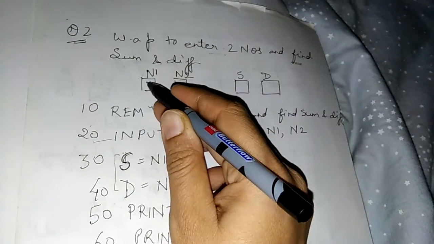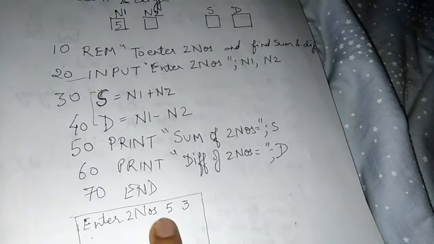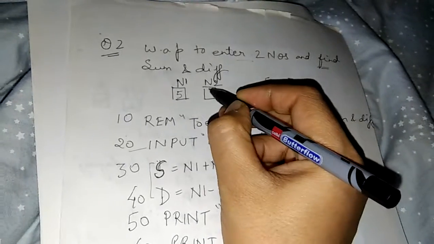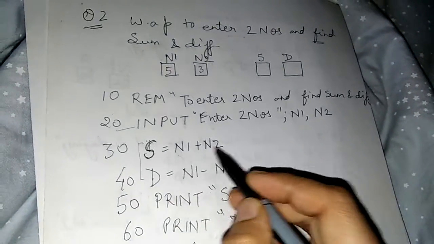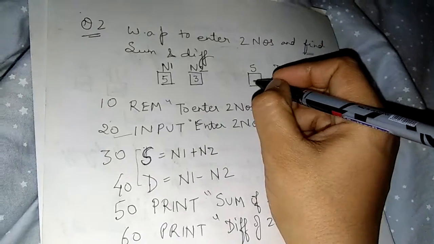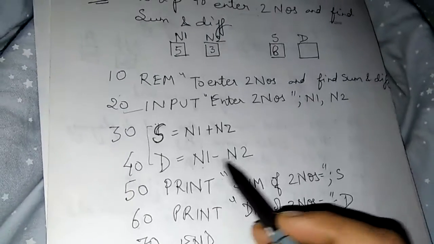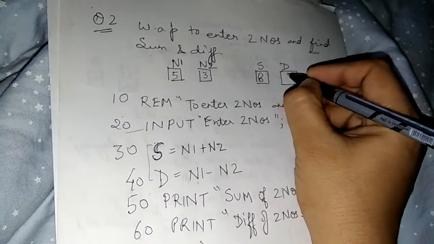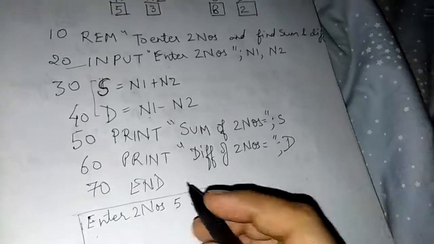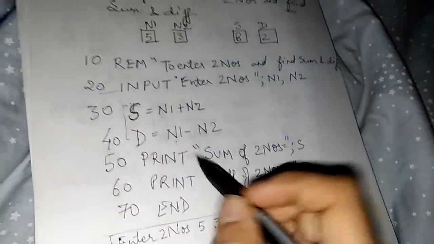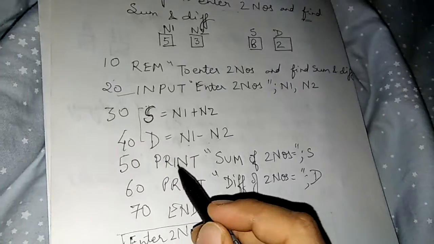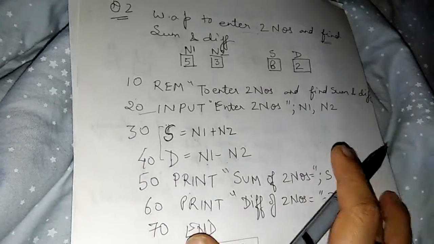Now s will be calculated. n1 will store 5, and 3 will be stored in n2. S will have n1 plus n2. 5 plus 3 is 8. 5 minus 3 is 2. That will be in d. I have done the processing. Now print. Computer will do the processing, you will not have to. I am just going through a dry run so that you understand how the computer executes the program.